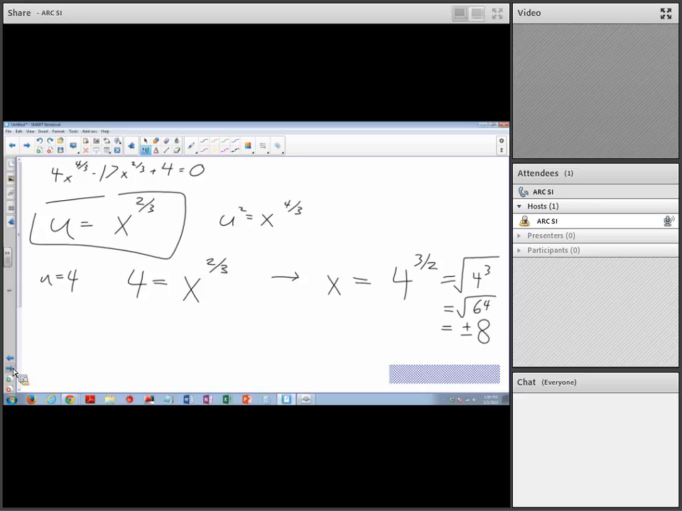And then you got another answer for u. Can you do that one? I'm going to write x equals something. Can you do this one without my help?